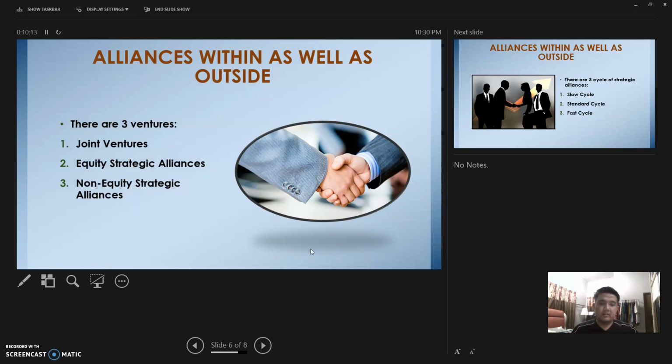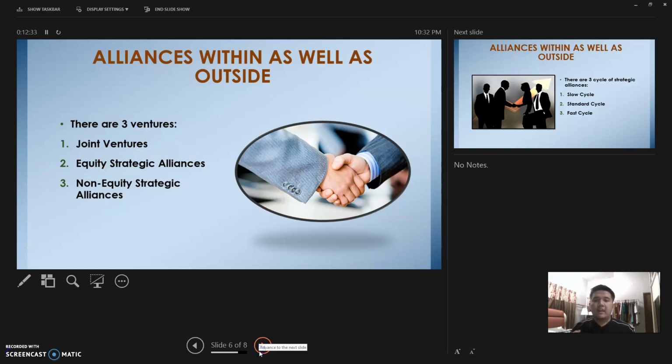Alright. The second one is equity strategic alliance, when one business buys a certain equity percentage of the other business, an equity strategic alliance is made. And the last one is non-equity strategic alliances. When two or more firms sign a contractual relationship to pool their capital and capabilities together, a non-equity strategic alliance is formed.